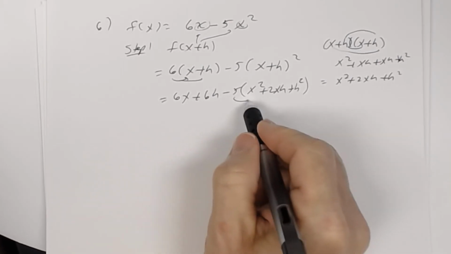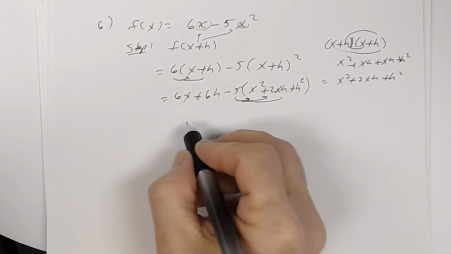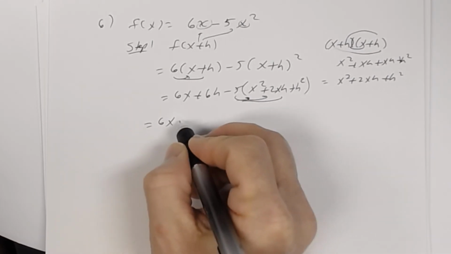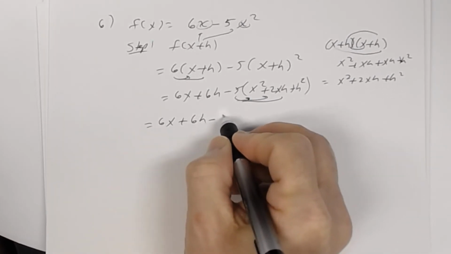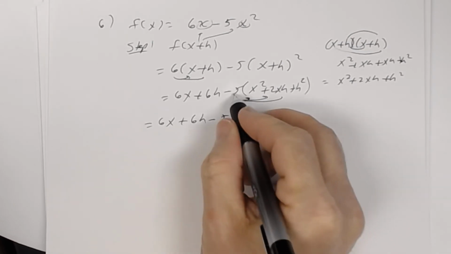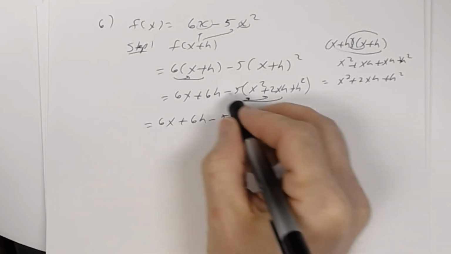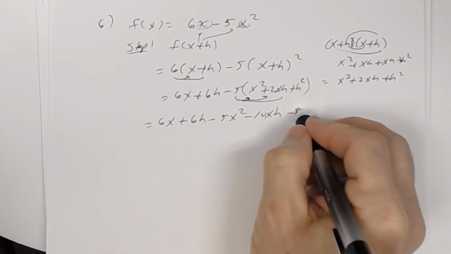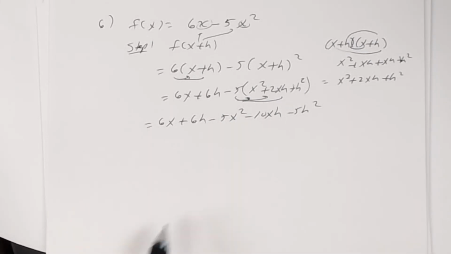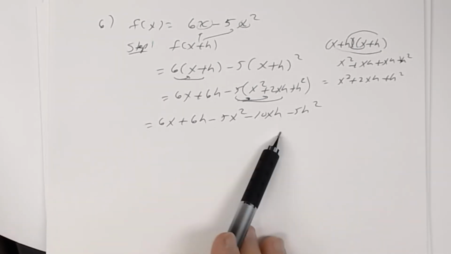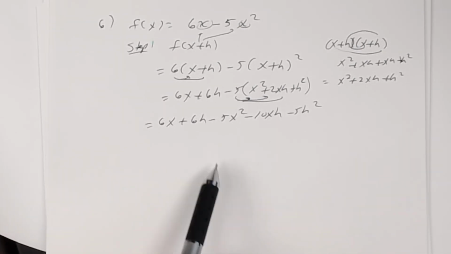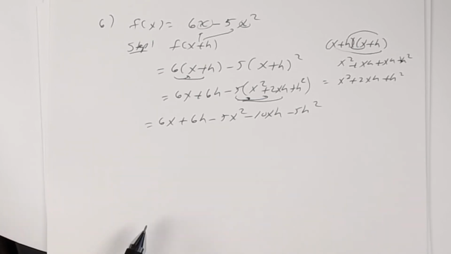Okay? Now go ahead and distribute the negative 5. So you get 6x plus 6h minus 5x squared. A negative 5 times 2xh is a negative 10xh. And a negative 5 times h squared is a negative 5h squared. All right, so that's step 1. None of these will be like terms. So you're done with step 1.